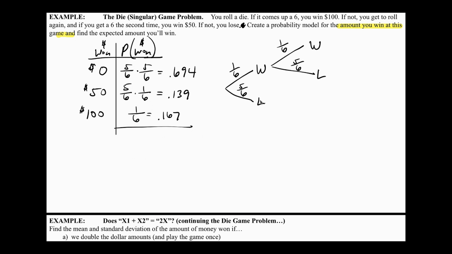All right, what would I expect to win on this? So let's see, the expected value for this game.